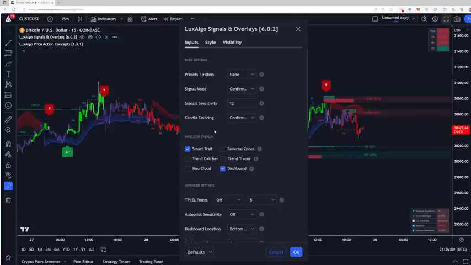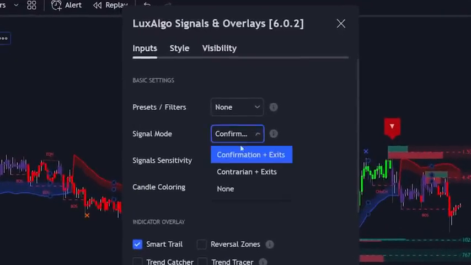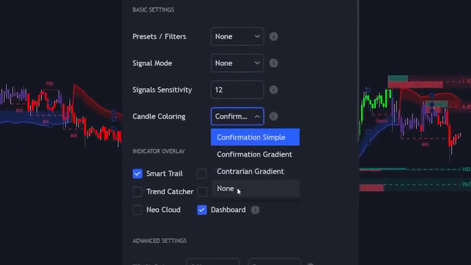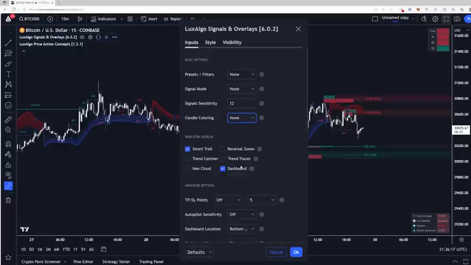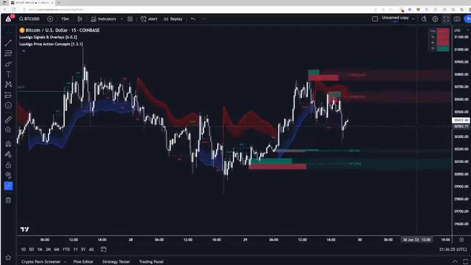for your analysis. So what we're gonna do in the settings of the signals and overlays indicator is go to the signal mode and turn it off. Go to the candle coloring and turn that off as well. We're very much turning off a lot of core components of the signals and overlays indicator since this video will primarily be about the price action concepts.